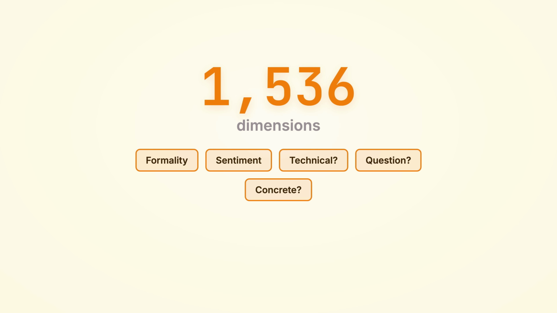Things like, is this formal or casual? Positive or negative? Technical or conversational? A question or a statement? Abstract or concrete? We don't program these. The model discovers them from patterns in billions of examples. And while we can't visualize 1,500 dimensions, the math works identically. Similar things remain nearby points. 1,500 invisible traits, but do they actually capture meaning?